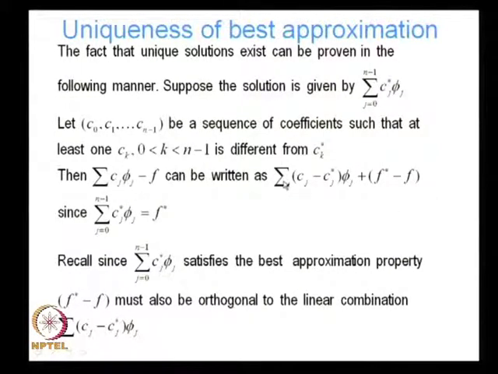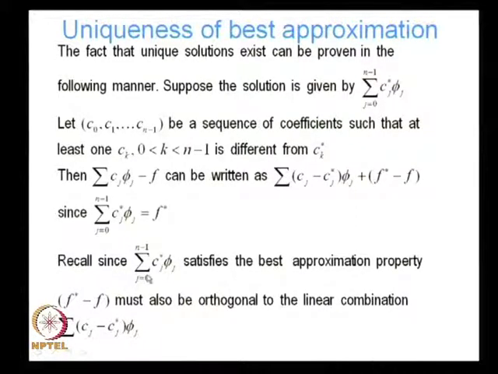Cj phi j minus f is Cj phi j minus Cj star phi j. What is Cj star phi j? Cj star is my best approximation, so that is f star. So, I have minus f star plus f star, so that cancels out, and then I have minus f. So, I can write this as sigma Cj minus Cj star phi j plus f star minus f, since this is equal to f star.